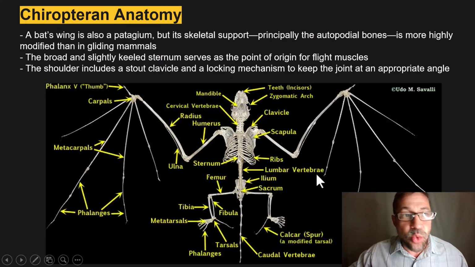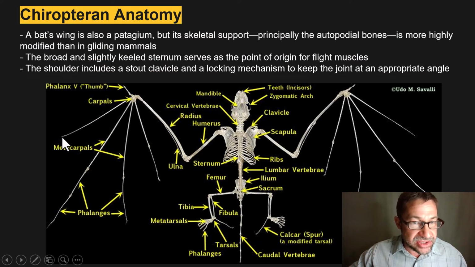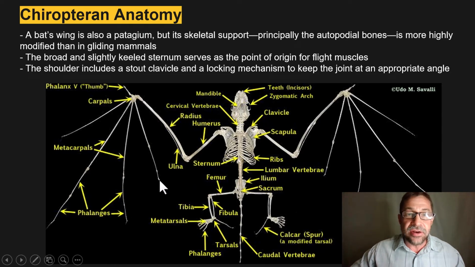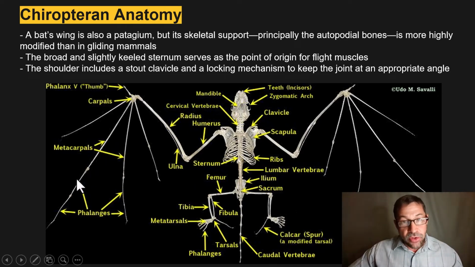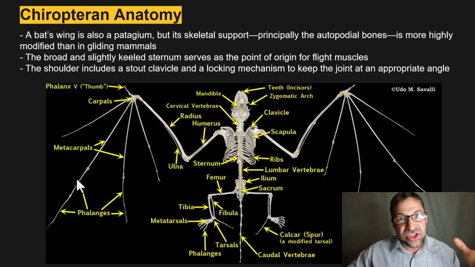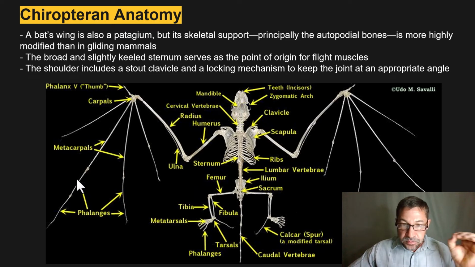A bat's wing is also a patagium. It's got a thin membrane of skin like in the gliders, but now it has skeletal support from these really impressive metacarpals and phalanges. So the bats are highly modified for flight in comparison to the gliders.